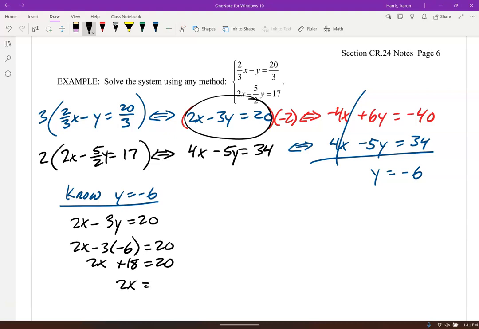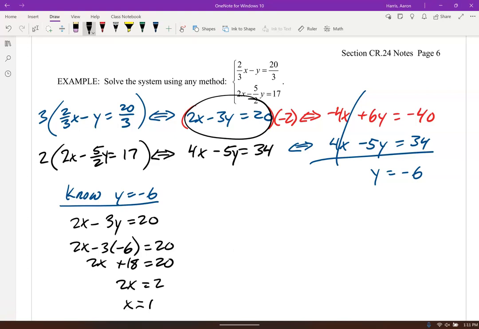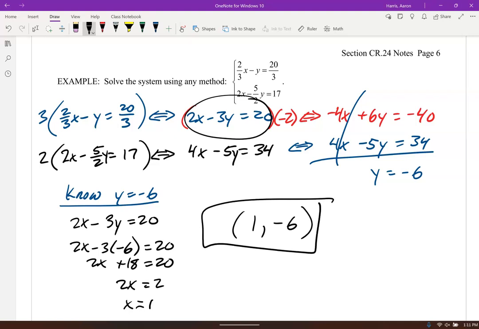Subtract 18 on both sides, divide by 2. So x ends up being 1. So 1 comma -6 is where these two lines cross.